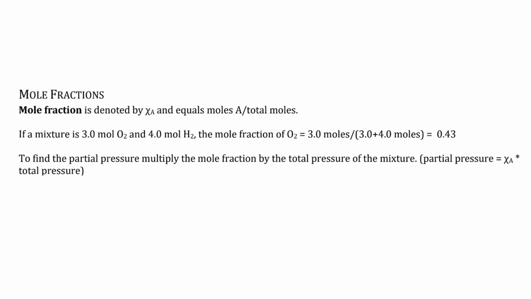Mole fraction. A mole fraction is denoted by this funky looking X and equals moles of A over total moles. If a mixture is 3.0 moles of O2 and 4.0 moles of H2, the mole fraction of O2 equals 3 moles divided by the total sum, which is 3 plus 4, and that will be 0.43. To find the partial pressure, multiply the mole fraction by the total pressure of the mixture. Partial pressure equals the mole fraction times the total pressure.